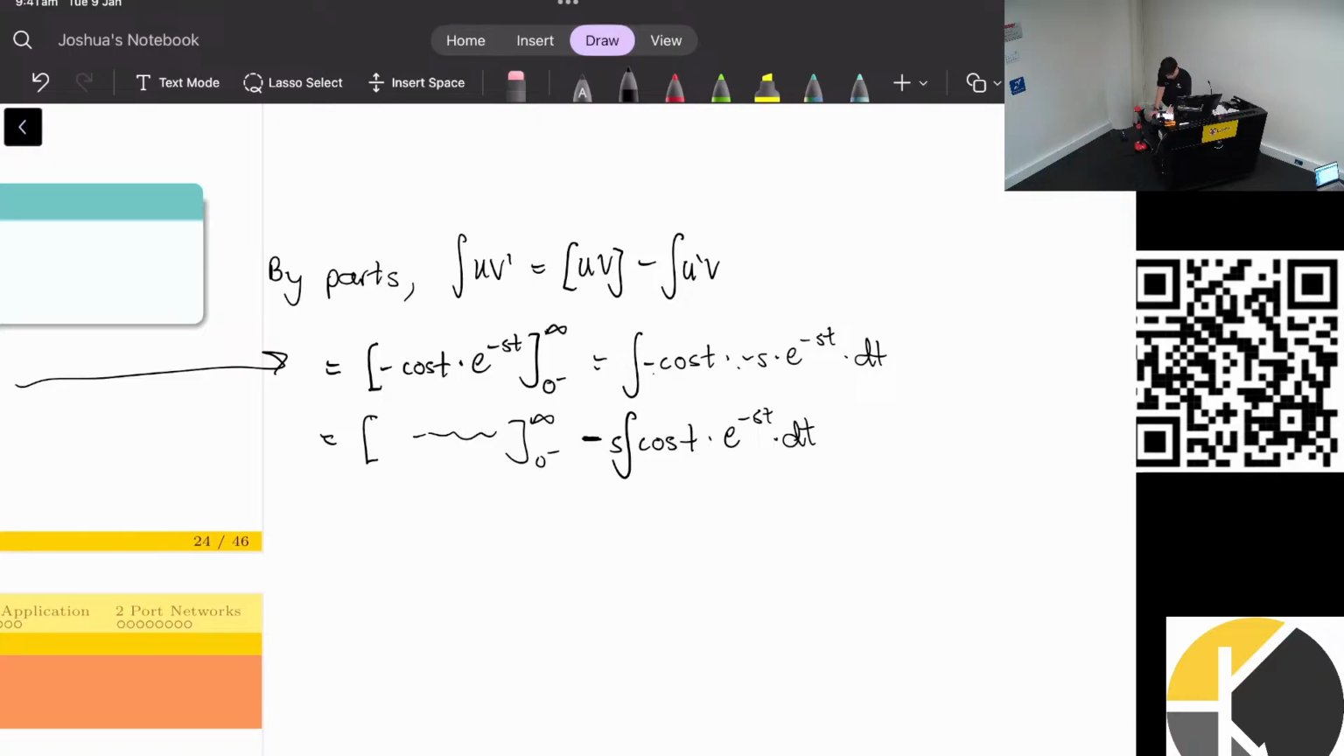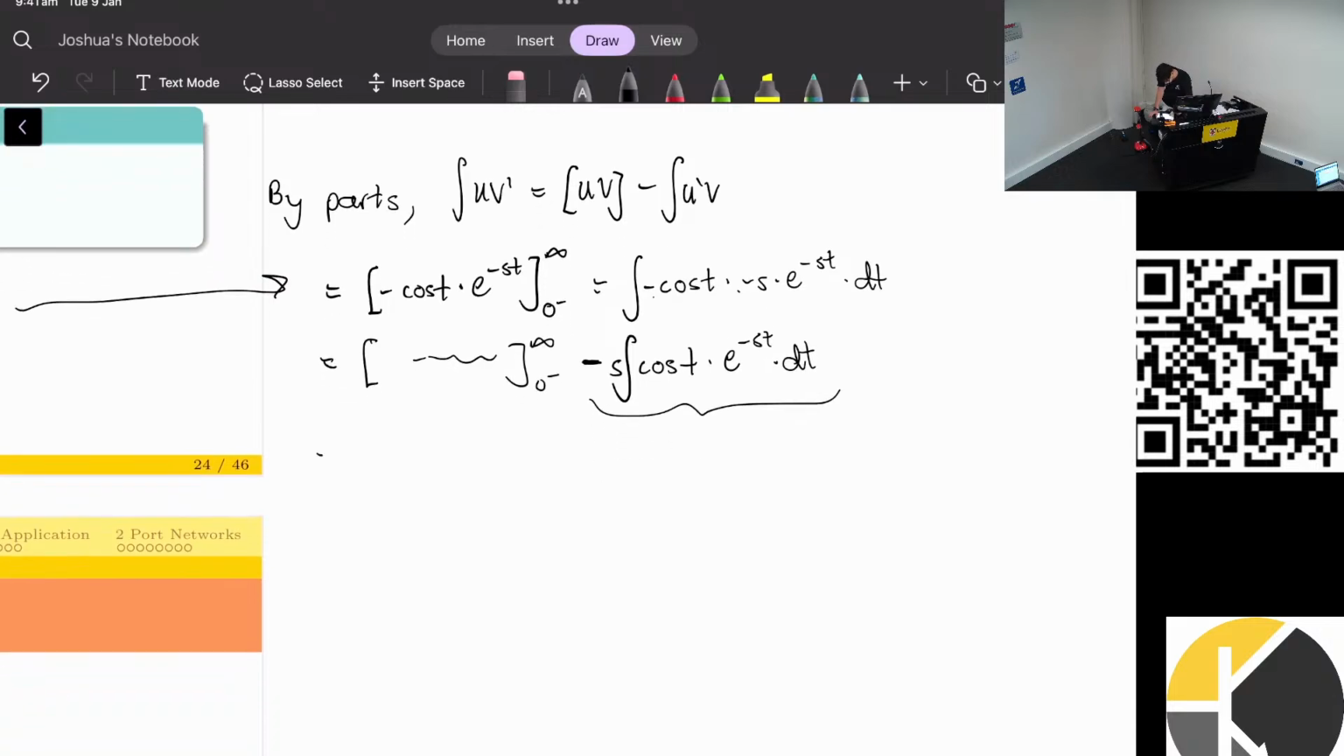Alright, so I'm going to have to apply integration by parts again to this part of the question. So the first part stays the same, and then I'm going to have minus s. Applying the equation again, I will again let this one be my v dash and this one be my u. So integrating cos, I get sine.